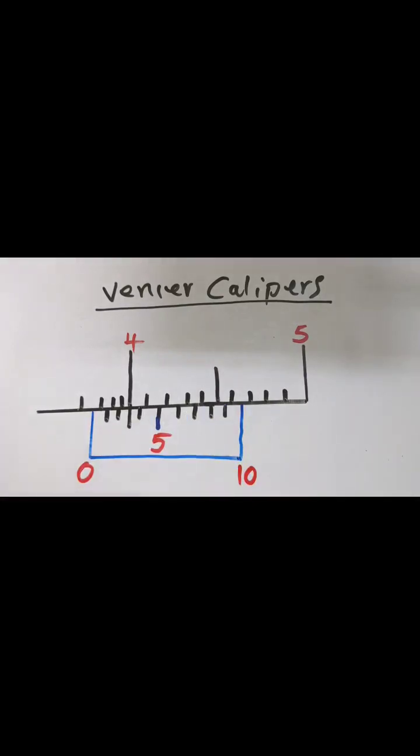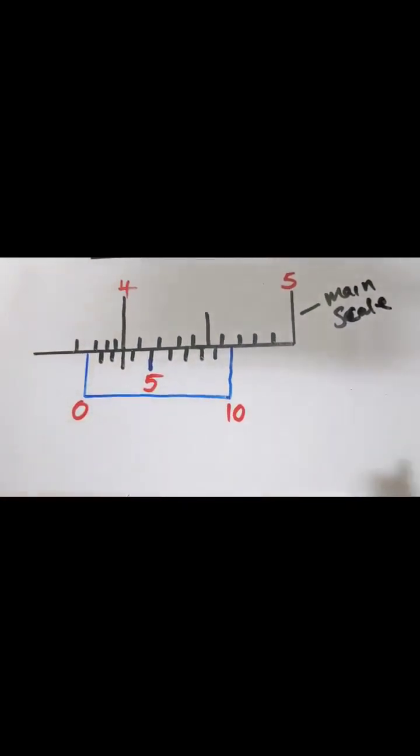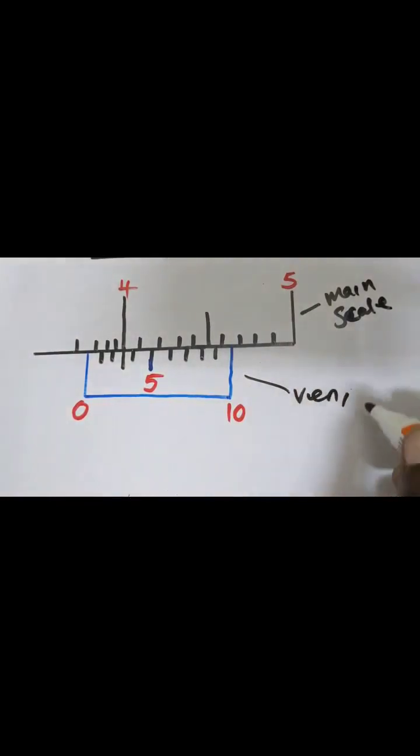Okay, so if you look at this Vernier calipers, it has two scales. So there is this scale which is in black. That scale in black, it is called the what? The main scale. The one that is in black is called the main scale. Then this scale down here, which is in blue, it is called the what? The Vernier scale.